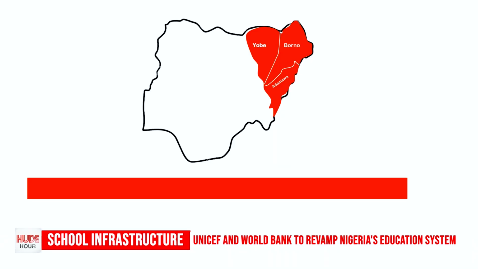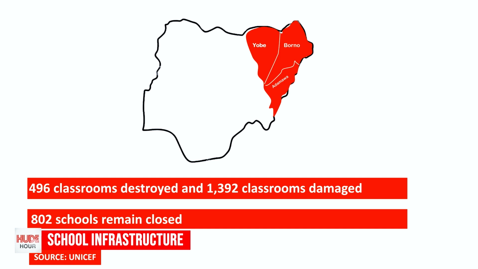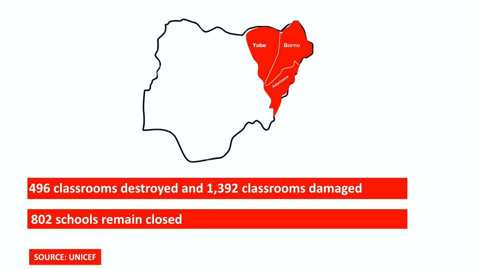I need this on screen, showing the number of schools in the northeast that got the intervention. But these schools in these areas were really, really bad. 496 classrooms destroyed, 1,392 classrooms damaged. So if we are talking about education, we need to take note of all of these things.